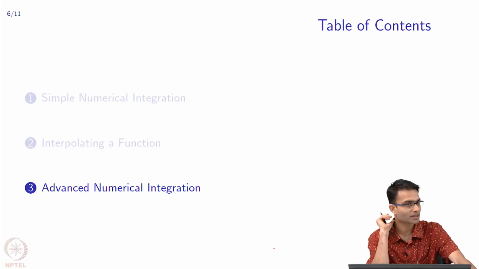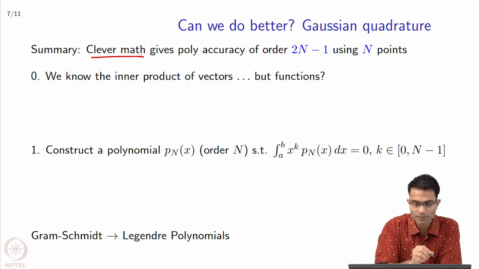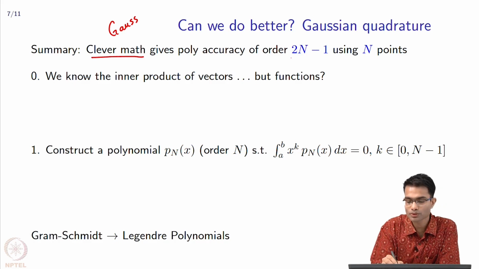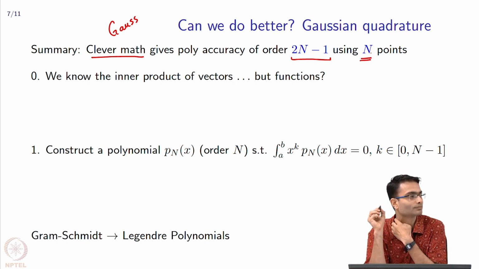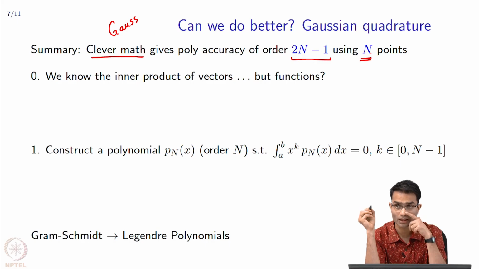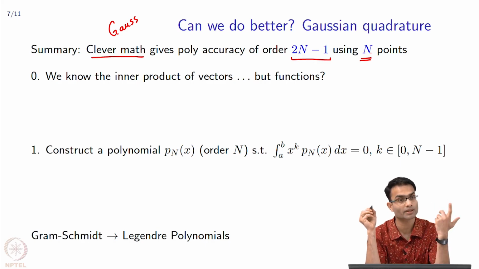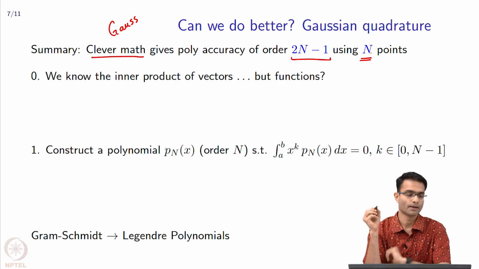That brings us to the third section on advanced numerical integration. So, there is some very clever math, not surprisingly thanks to Gauss, who is able to give you the answer to accuracy 2n minus 1, keeping the same n points. Right? It seems impossible. How is it possible? So, the next few slides will try to understand how we can get an accuracy of order 2n minus 1, keeping the same n points. Okay? So, we will go through it step by step.